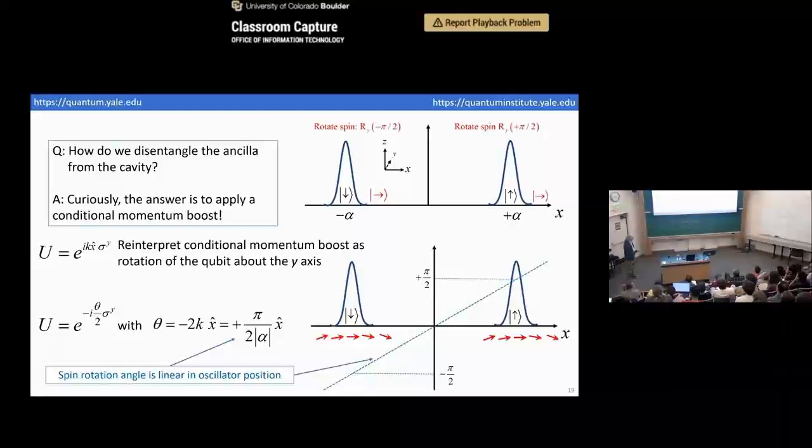Right in the center of the peak of the probability distribution, this arrow is pointing exactly in the x direction, and this one's pointing exactly in the x direction. But for larger x, I rotate through a bigger angle. And so it over-rotates. And for smaller x, it under-rotates. And the same thing on this side. So I have a little bit of residual entanglement between the spin and the oscillator position. But mostly it's gone. OK? Is that clear? This is the key step.